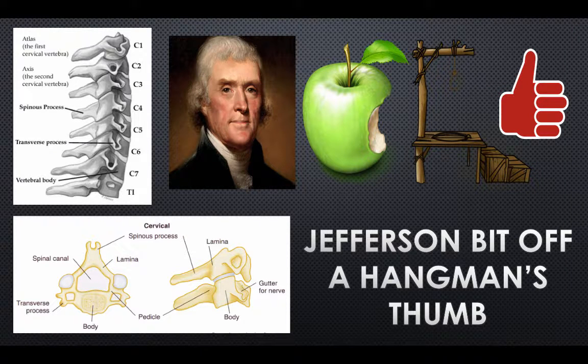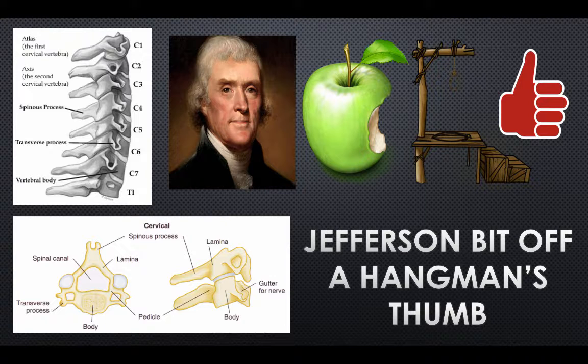Fractures of the spine can be stable or unstable. Use the mnemonic "Jefferson bit off a hangman's thumb" to remind you of the unstable fractures. Jefferson is for a Jefferson fracture, which is a C1 burst fracture. BID is for bilateral cervical facet dislocation. OFF is for odontoid fracture, and specifically type 2 and 3 are unstable.